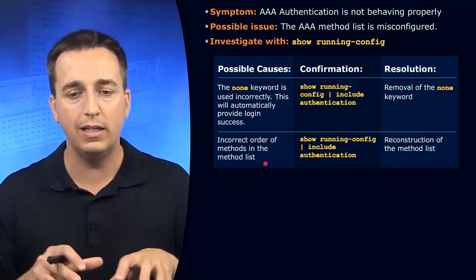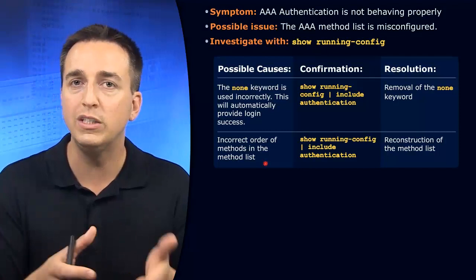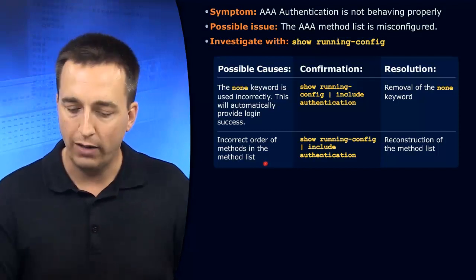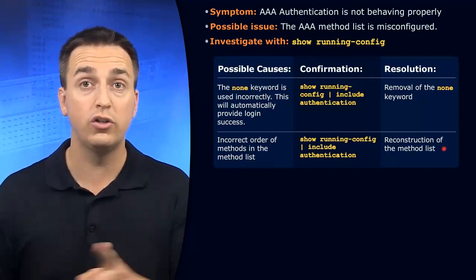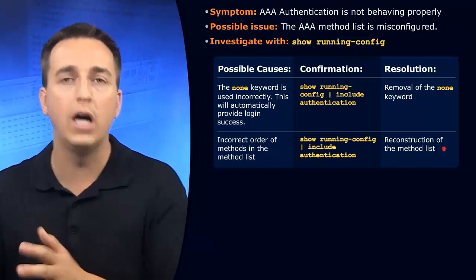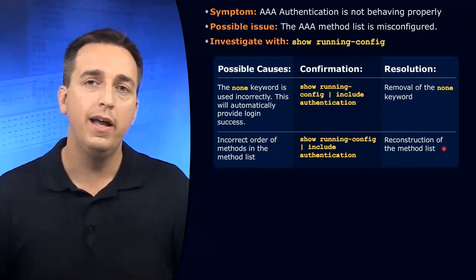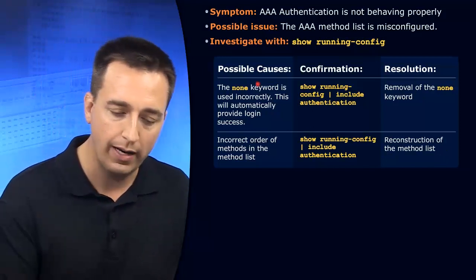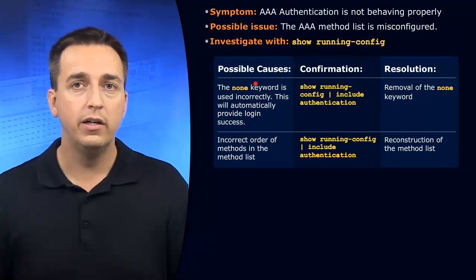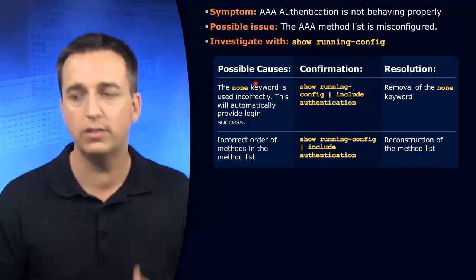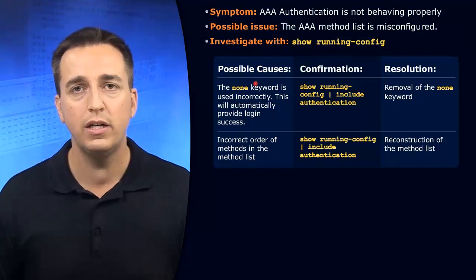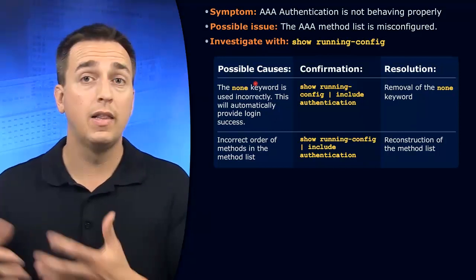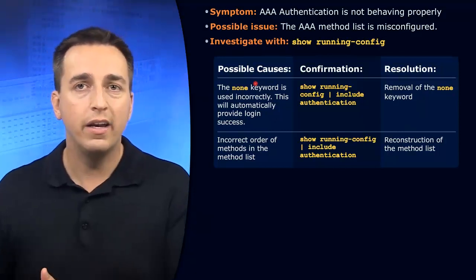If that is not the experience or the result we are getting, then we're going to have to reconstruct the method list to make sure it is accurate to how we want authentication to occur. In addition to that, in the method list, you could provide a keyword of none. So you could specify Radius servers, local authentication, or line authentication, or none.